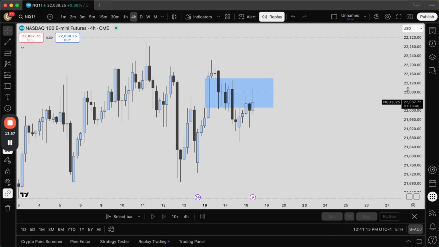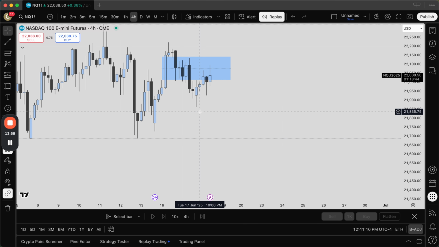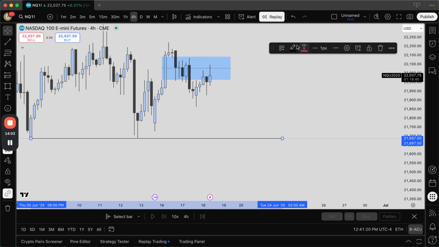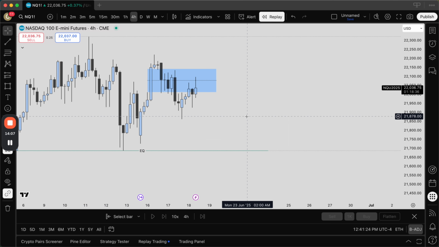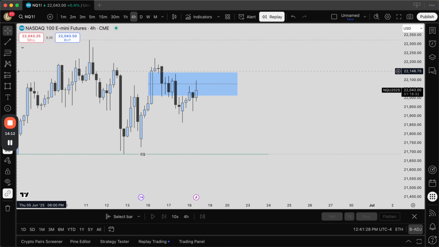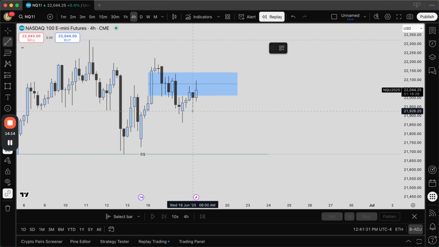You don't need some huge draw on liquidity, right? You don't need to say, okay, these equal lows actually look like a good draw, so this is going to be my draw. You don't need to do that. You can have a short-term draw. That's perfectly okay. You can make like $2,000-$3,000 off having a draw like this.